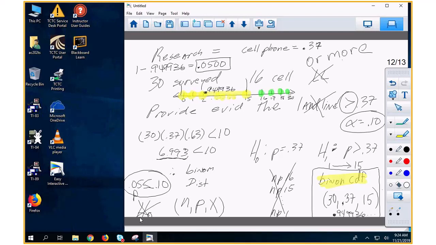remember I wrote that at the beginning. If the p-value is low, where have you been? Okay, question.